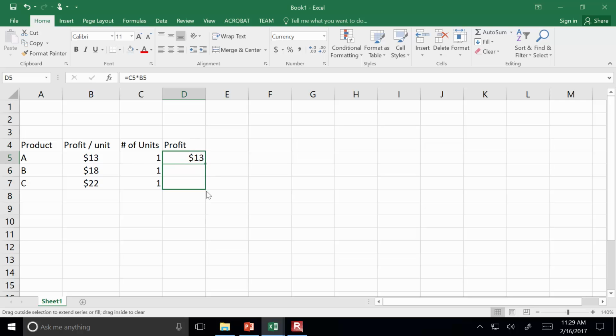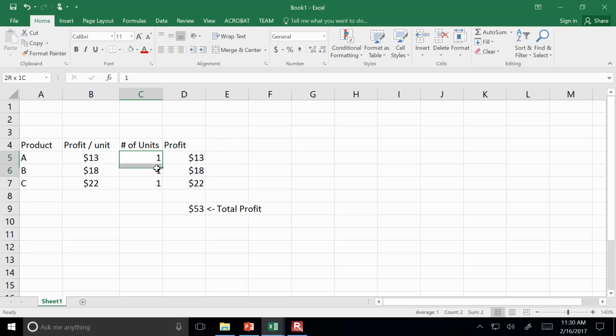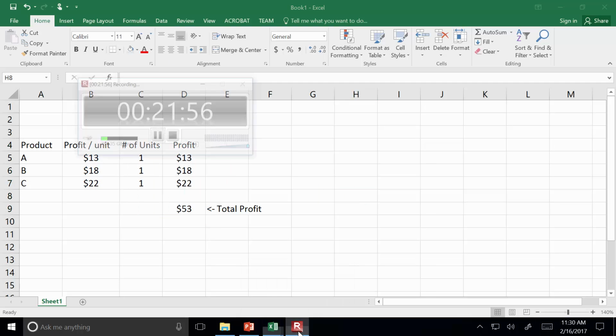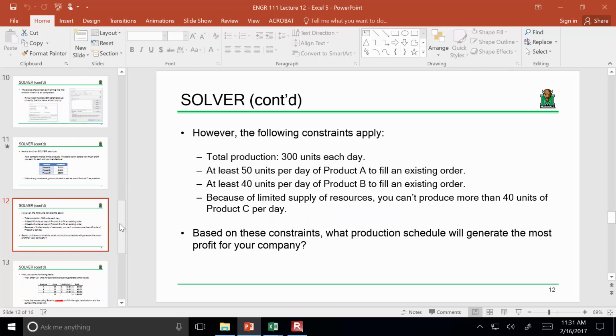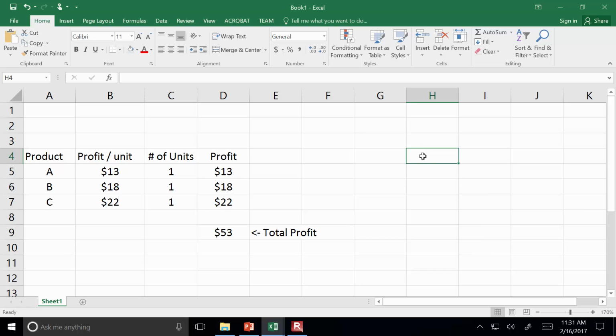And then we can drag that formula down, and then here I'm going to calculate the total profit. And so that will be the sum of these above it. Okay, so we've got our table set up here. Now we have to refer back to the constraints. What were the constraints again? We have to make 300 total. Let me copy and paste these onto the spreadsheet itself. All right, so here's our constraints.